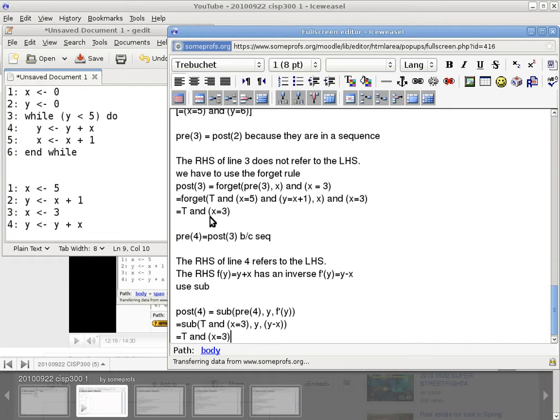It is just not as good a post condition as the one where I can say, by the way, y is going to equal 9 at this point. Because if I did it the other way, I would have been able to say that y equals 9 at this point.